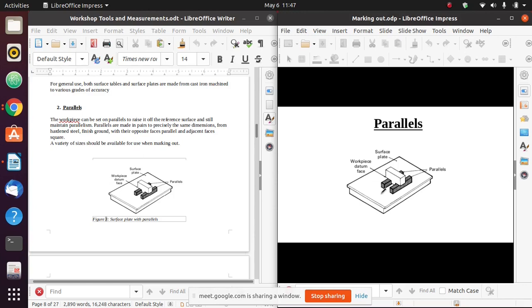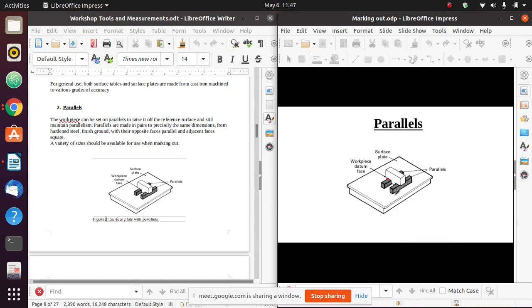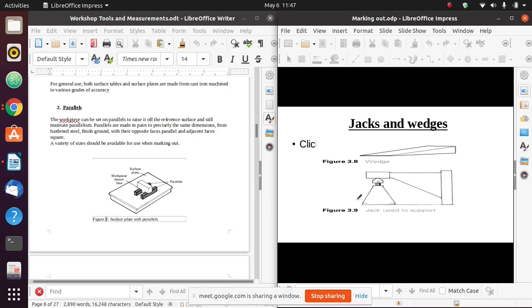So when I put a workpiece on top of the reference table, that workpiece still maintains the parallelism with the reference table or the reference surface, so that I'm able to create, for example, a datum on this edge, but I'm creating that datum on the reference surface, but I've raised my workpiece a certain height. Depending on the size of my workpiece, I can have parallels of different dimensions, and they usually come in pairs.